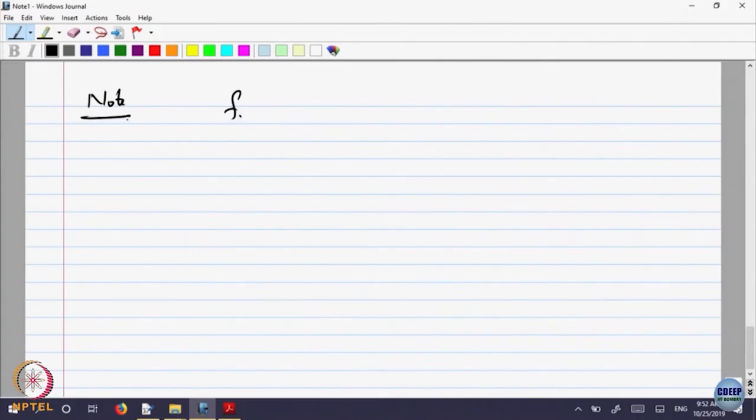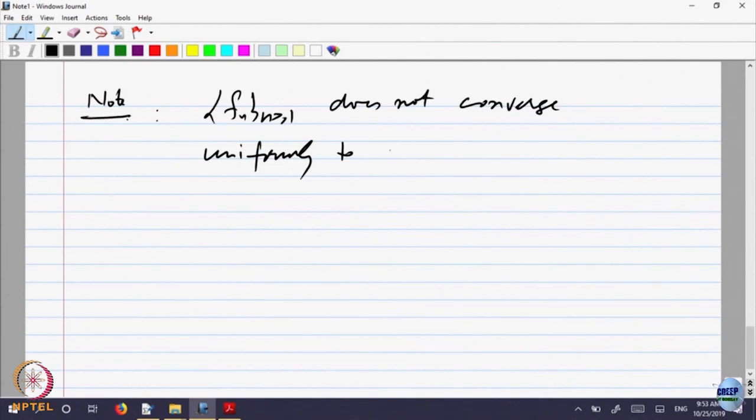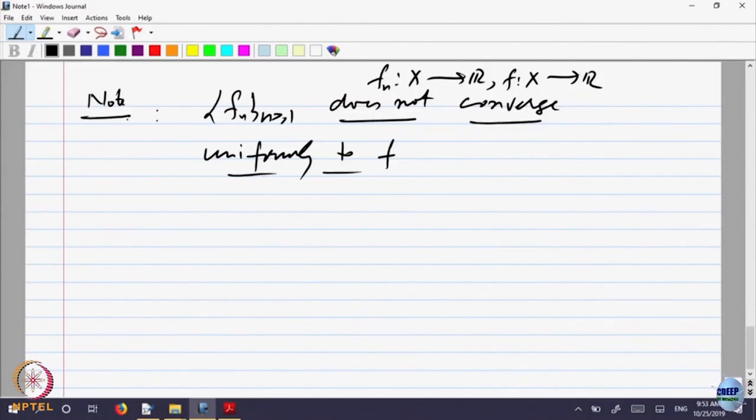What is the meaning of saying the sequence f n does not converge uniformly to f? All functions are from X to R. So f n is from X to R and f is from X to R. Saying that f n does not converge uniformly to f means what?